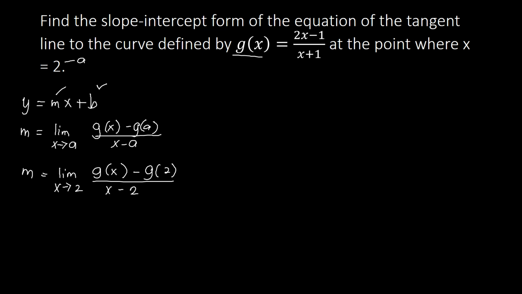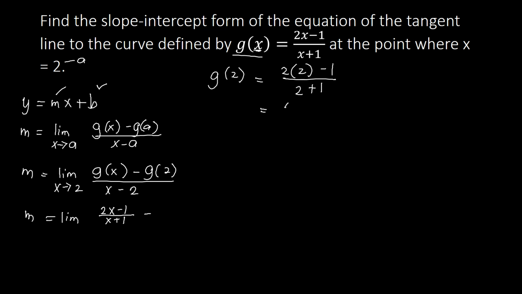So rewriting that, the slope is equal to the limit of g of x, which we simply copy as 2x minus 1 over x plus 1, minus g of 2. We don't have g of 2, so we need to solve for g of 2 first. Since we replace x with 2, g of 2 is equal to 2 times 2 minus 1 over 2 plus 1. This is equal to 4 minus 1, which is 3, over 2 plus 1, which is 3. Our g of 2 here is equal to 1.